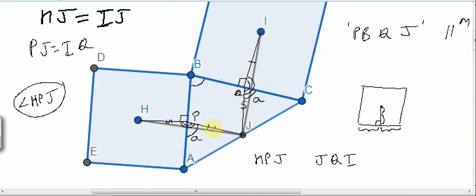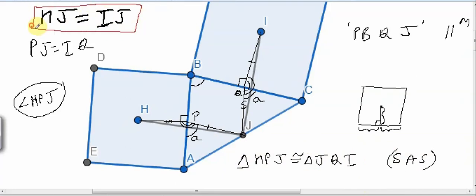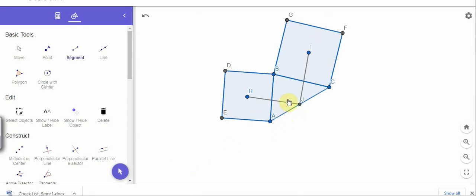So what do we have here? We have these two triangles congruent to each other by the side-angle-side test. And since these two triangles are congruent, HJ is equal to IJ becomes a consequence. So this is true. We just showed that in this diagram HJ is equal to IJ.